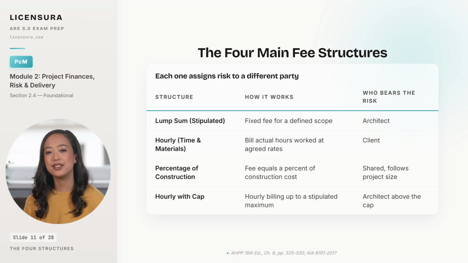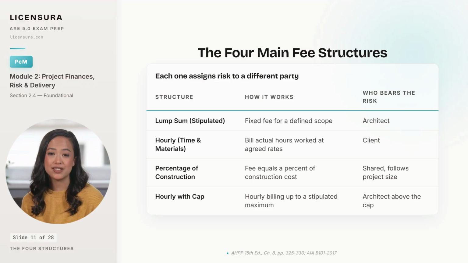A lump sum is a fixed fee for a defined scope, and the architect carries the risk because if the work takes longer than estimated, the firm absorbs every extra hour. Hourly billing invoices the client for actual hours worked, which means the client bears scope risk. If the project takes twice as long, the client pays twice as much.